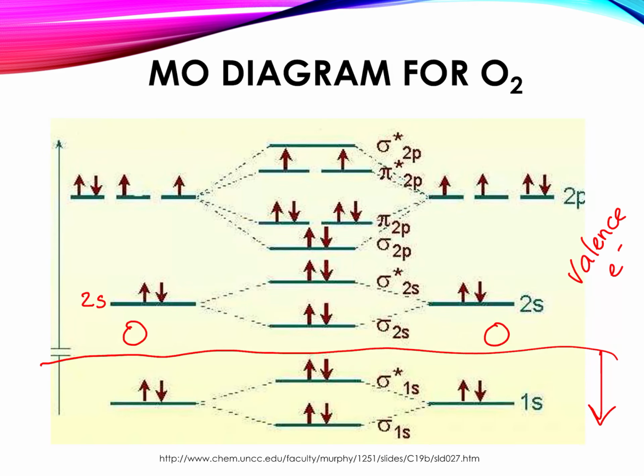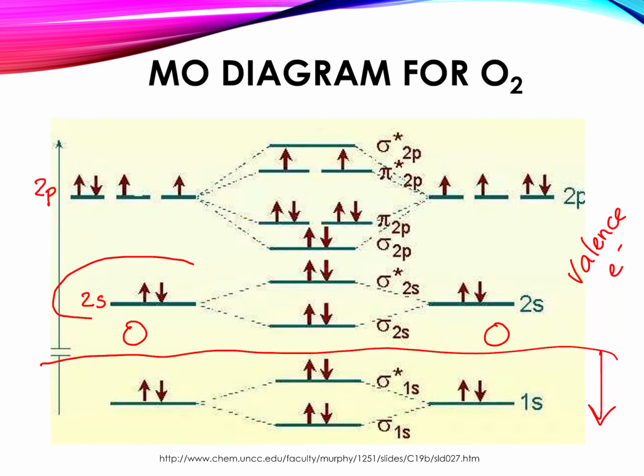So each oxygen will have 2 electrons in the 2s, and then it will have 4 electrons in the 2p, because we know oxygen has 6 valence electrons. So we do that for both sides: 2 electrons in the 2s, 4 electrons in the 2p. And then the thing that's new is this mess in the middle, where we have the bonding and anti-bonding orbitals.